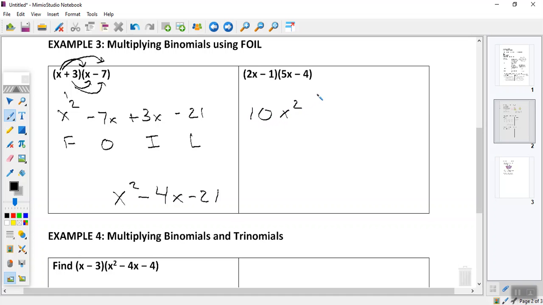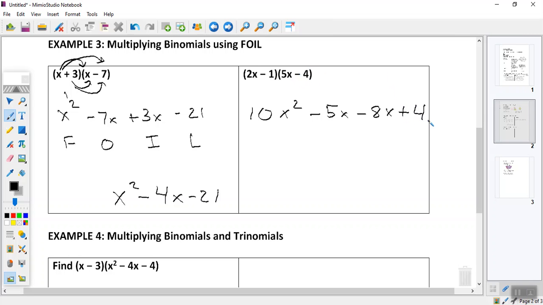If I had to ask somebody where 10x to the second came from, where would you tell me? Where did that 10x to the second just come from? 2x, 5x. All right, carry on. Minus 5x. Okay. Then minus 8x. Okay. Then plus 4. Why plus 4? And then 2 negatives. Yep, negative 1 times negative 4 would really make what here, kids?